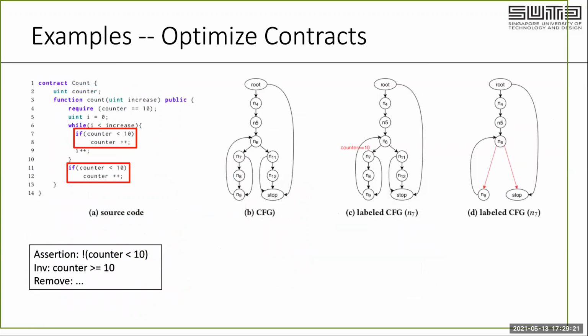Another example is a redundant branch in a loop. We can see from the source code, the right rectangle will not be reached because the statement at line 4 requires the counter to be turned. So we can infer an environment of counter larger or equal than 10 with the branch condition and assertions for this loop. With this environment, we can securely remove the code in the right rectangle. And the CFG shows these nodes are all removed after optimization.